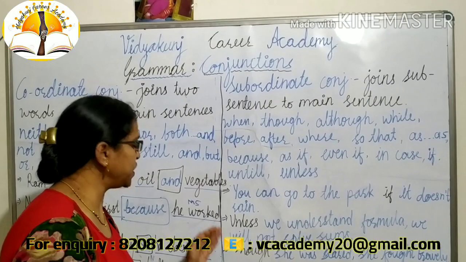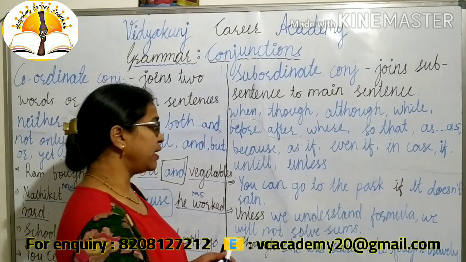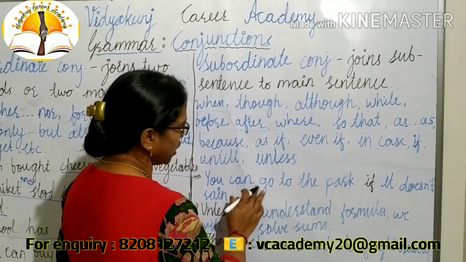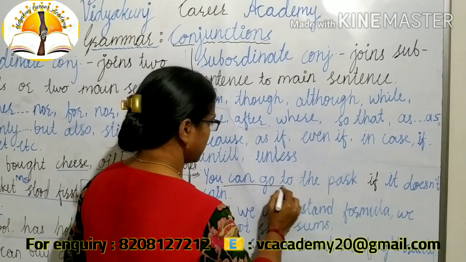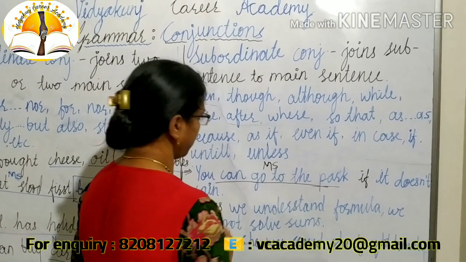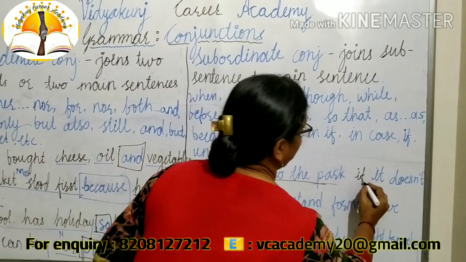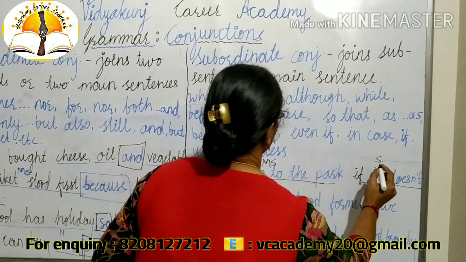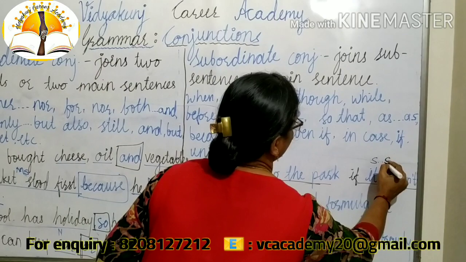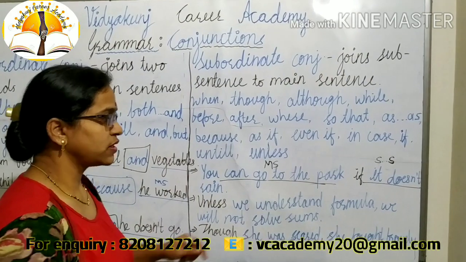Now, I have written here sentences as examples of subordinate conjunctions. Now I will explain. You can go to the park. Yes, you can go to the park. This is a main sentence. Now, if it doesn't rain is a sub-sentence. This is the main sentence, and this is the subordinate sub-sentence.